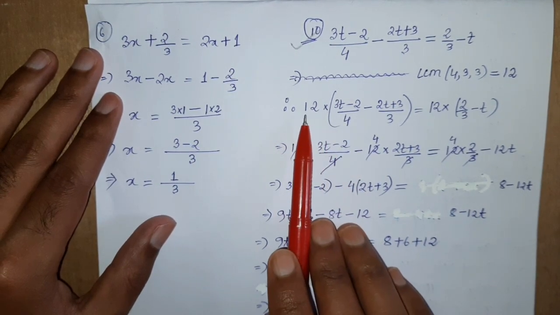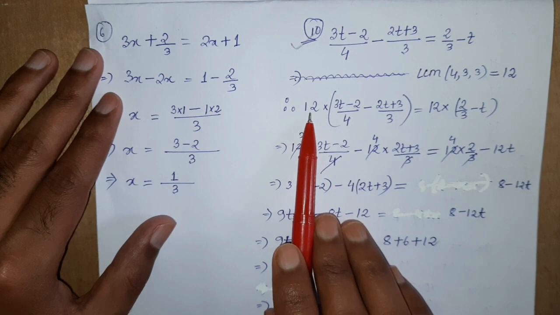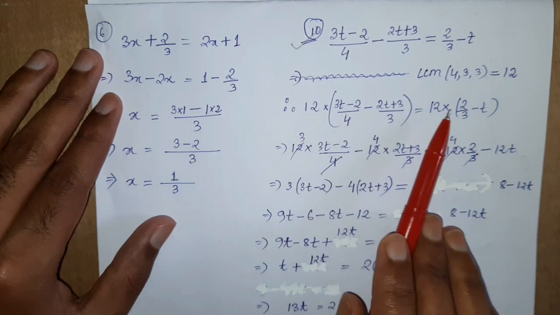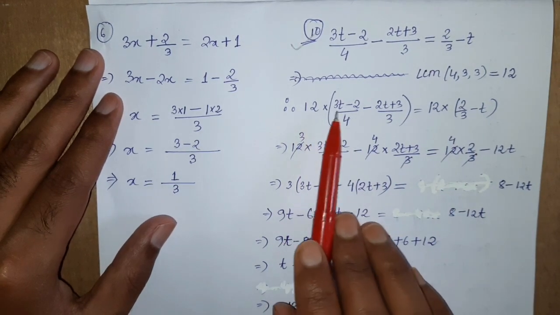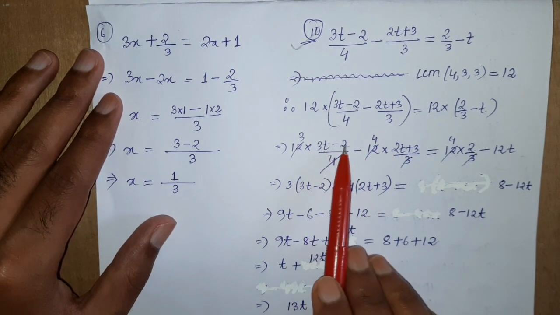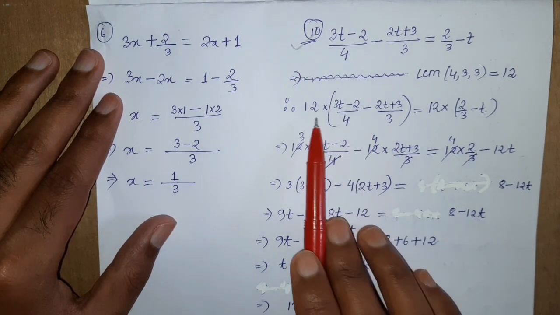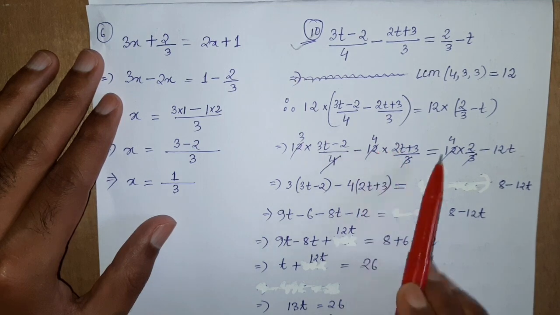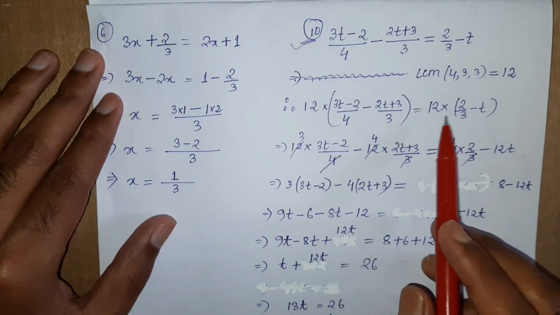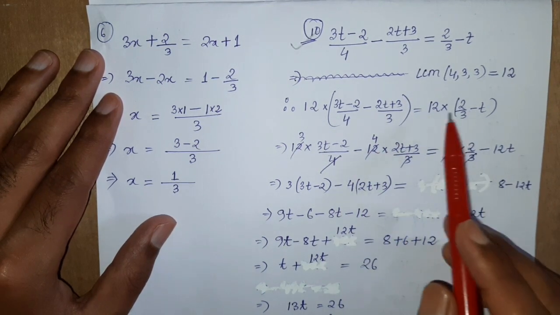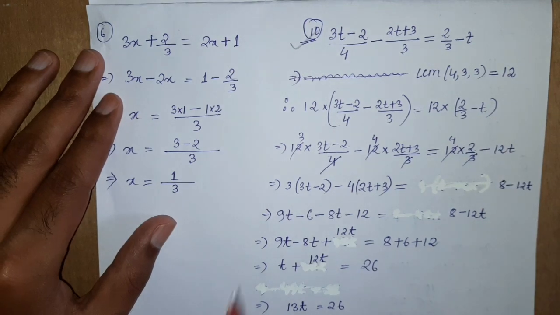So 12. Now after that you multiply this 12 with each term. So 12 into 3t minus 2 by 4, minus 12 into 2t plus 3 by 3, equal to 12 into 2 by 3 minus 12 into t. Like this you will go step by step.